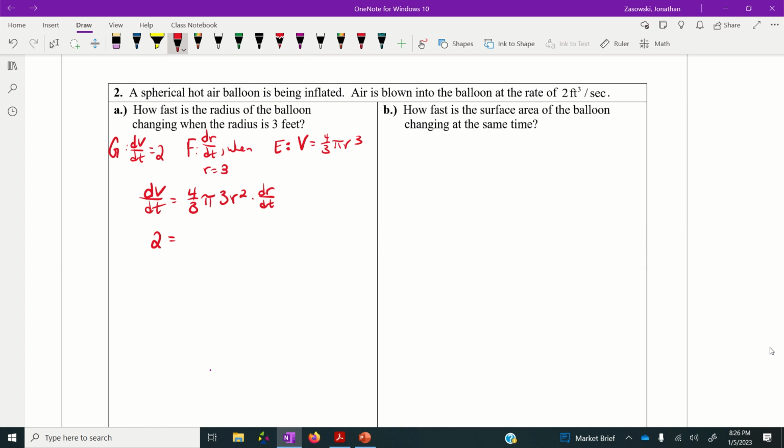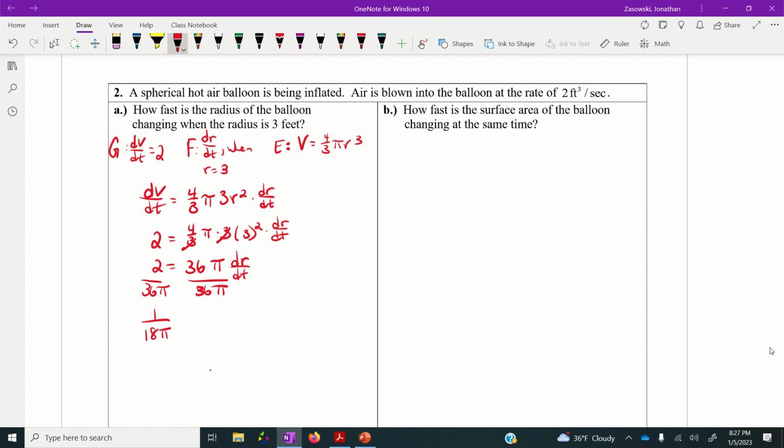So 2 equals 4/3 pi times 3. And here you can see that we're dividing by 3 and multiplying by 3, so these are going to cancel each other out. r is 3, so 3 squared, and then times what we're trying to find, which is dr/dt. So we have 4 times 3 squared, which is 9. So we get 2 is equal to 4 times 9, which is 36 pi, times dr/dt. We're just going to divide both sides by that 36 pi, and we're going to get 1/18 pi.